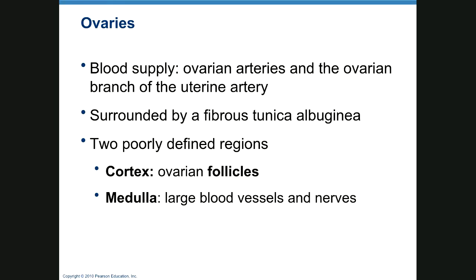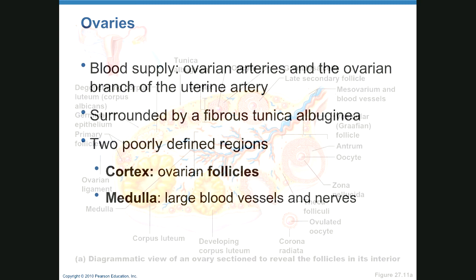Okay, the ovaries' blood supply is the ovarian arteries and the uterine artery. And the ovaries are surrounded by a fibrous tunica albuginea and two poorly defined areas. The cortex is the outside, where the follicles are formed. The medulla is for blood vessels and nerves.